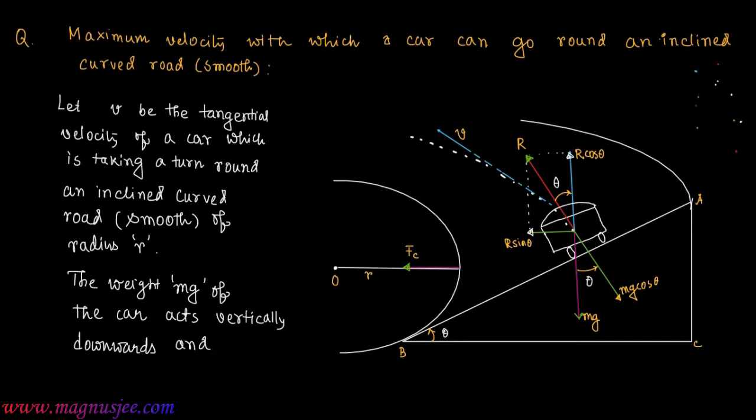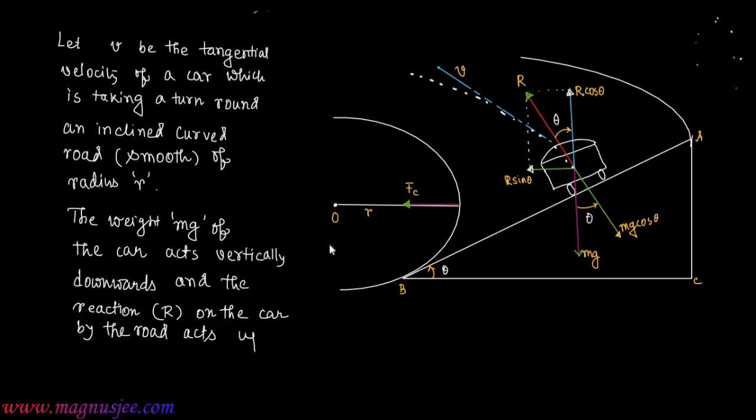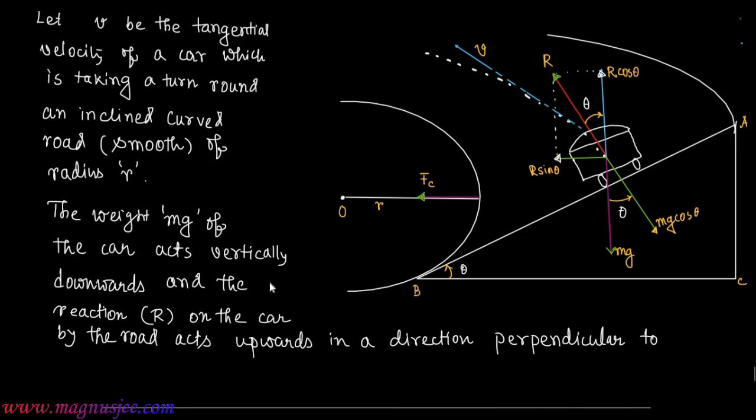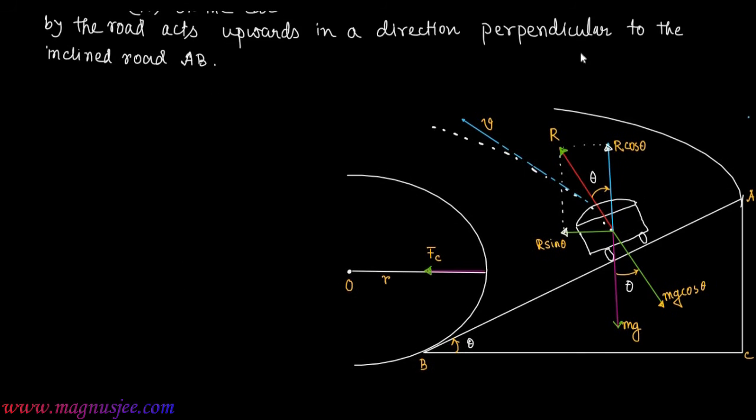Weight mg of the car acts vertically downwards, and the reaction R on the car applied by the road will be perpendicular to the inclined road, and this reaction acts upwards in a direction perpendicular to the inclined road AB. R is at an angle of 90 degrees with the inclined road AB.